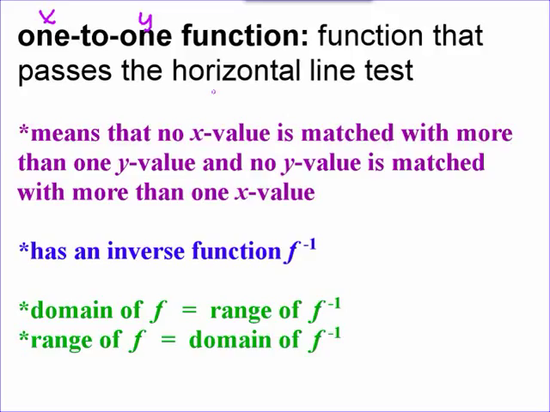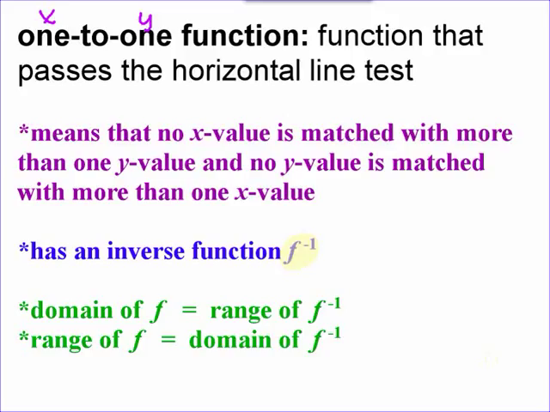Now, every one-to-one function will have an inverse function. What you see here is the notation for an inverse function. That does not mean the negative 1 power. That exponent here of negative 1 means inverse. So whenever we hear inverse function, that's f to the negative 1.